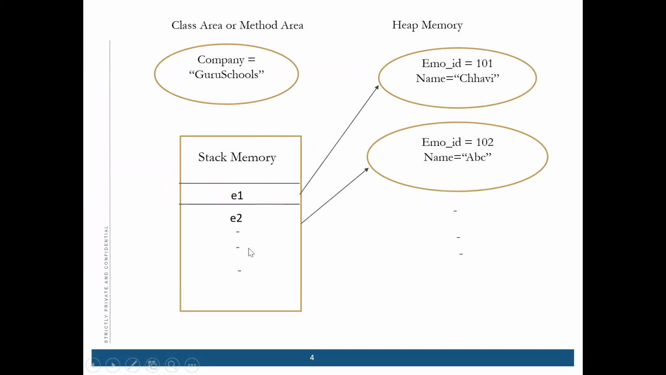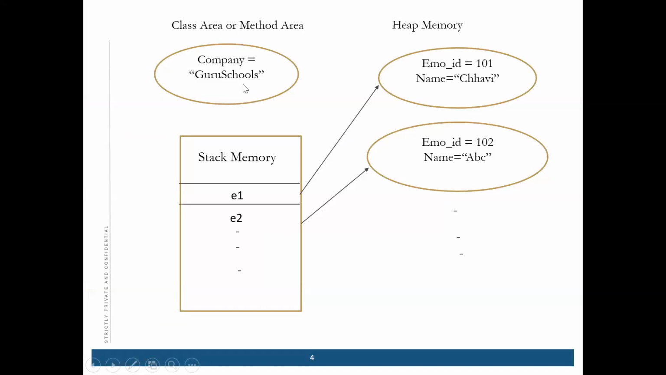Okay, so E1, E2, E3, all those things are like a stack memory. It's an object which we have created. And this is a heap memory. Heap memory is where you are storing all your instance variables, whichever variables are there in the E1.